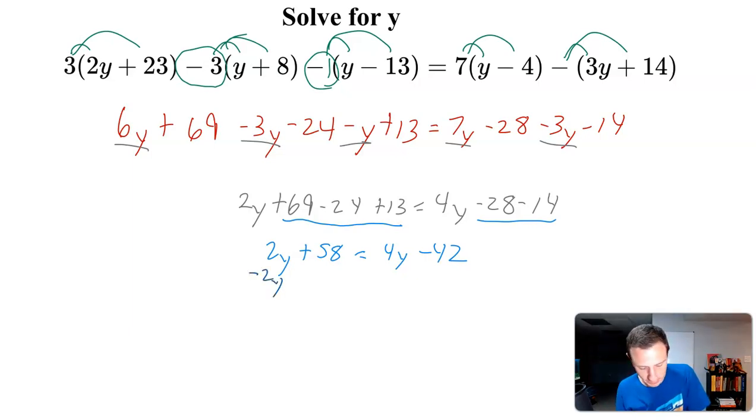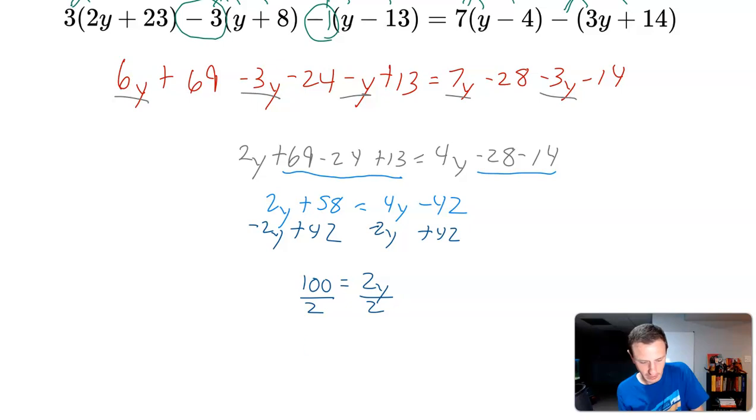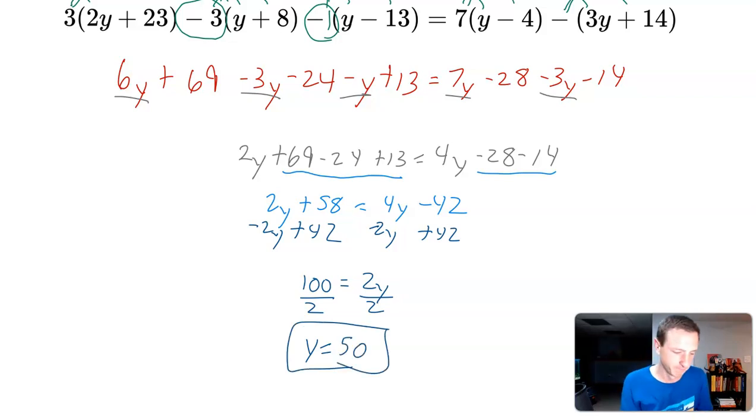So here I'm going to subtract a 2y, and I'm going to add 42 to both sides. 58 plus 42, definitely going to double check that. 100, yep. Equals 4y minus 2y is 2y. Divide by 2. And when the dust settles, y is equal to 100 divided by 2, which is 50. So y is equal to 50.